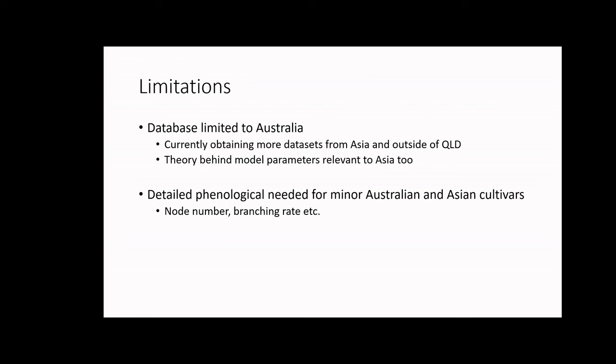But it would be nice, especially for the ones that have shown to be a bit different, to get node appearance rate and a detailed phyllochron. Again, with the Asian cultivars, we really don't have much information right now. As mungbean is largely grown in Asia, that would be great to get more of.